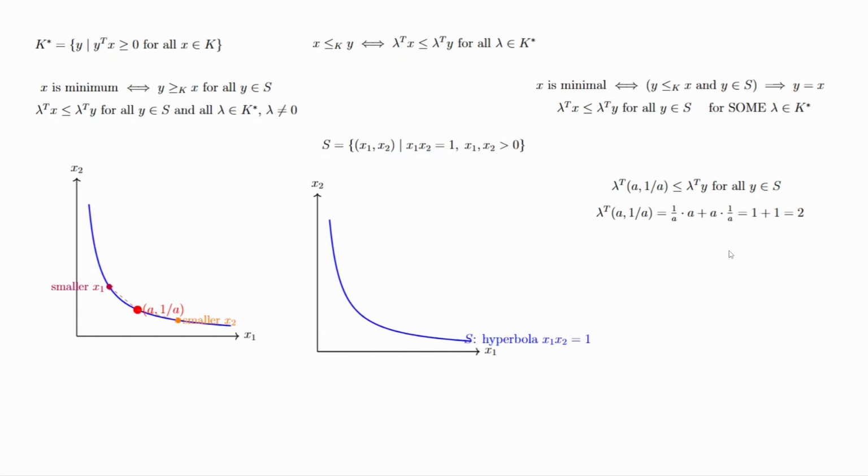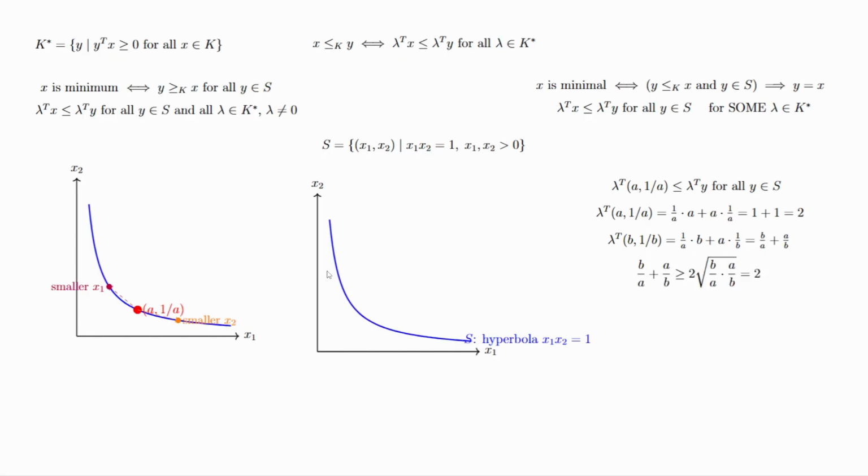Okay, so since we just need to find a single lambda, let's try when lambda is equal to 1 over A, so sort of the opposite of the point x here. So then the inner product is equal to this, and the sum is 2. So for some other y in S, let's call it B and 1 over B, then the inner product between lambda and y is B over A plus A over B.